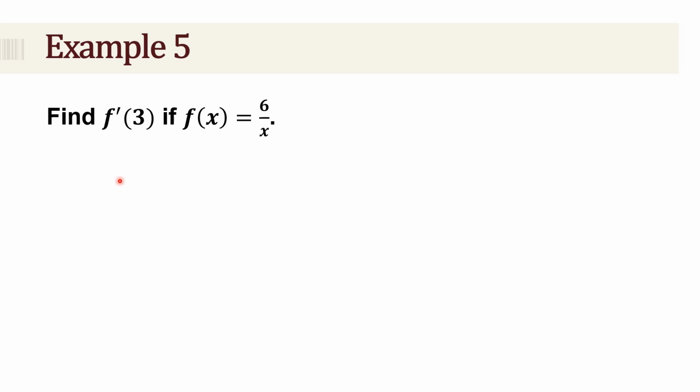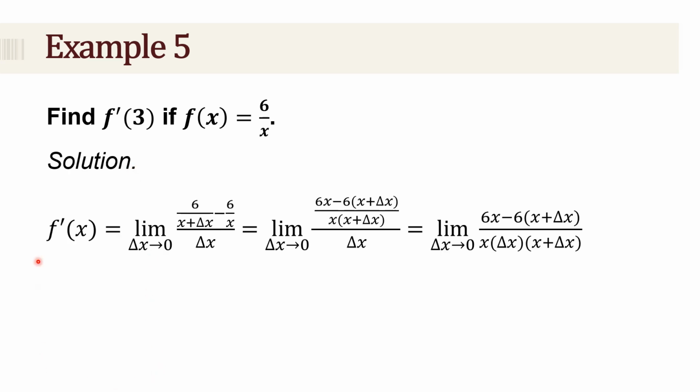And finally, we find f prime of 3 if f of x equals 6 over x. So for the last example, we first need to find the derivative of f of x. Tapos, i-evaluate natin yung derivative na yon at 3. So by definition, f prime of x is equal to the limit of 6 over x plus delta x minus 6 over x all over delta x. So pag ginawa nating similar fraction, magiging eto siya. Now, if we simplify this, this becomes this. So we have 6x minus 6 times x plus delta x all over x times delta x times x plus delta x.